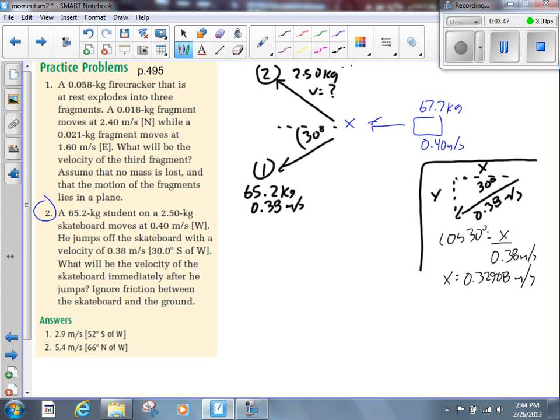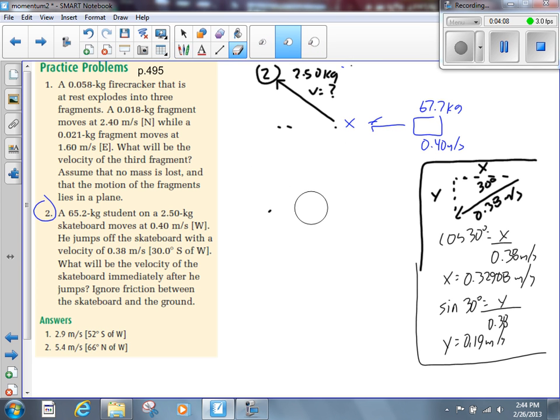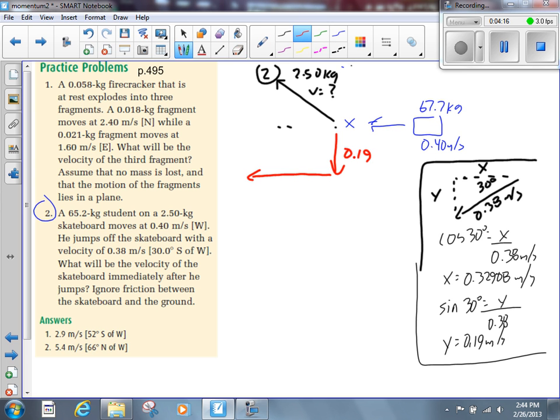Let's do the y component while we're at it. The y component is going to be the opposite side of the triangle, so it's going to be sine 30 degrees is equal to y over 0.38, and y ends up being equal to 0.19 meters per second. So what I've basically just done is replace this 0.38 meters per second with this, a y component of 0.19 and an x component of 0.32908. Now I don't have a funny angle.